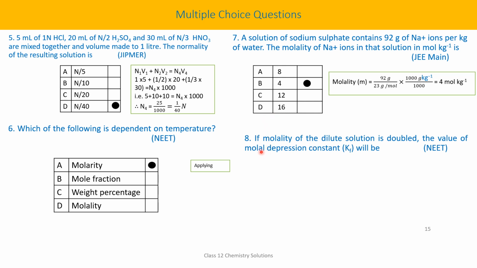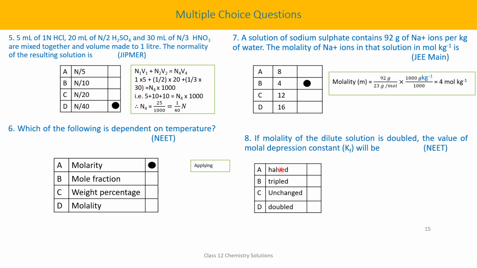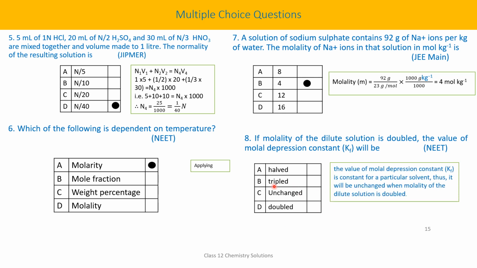Question number 8. If molality of dilute solution is doubled, the value of molal depression constant Kf will be: A halved, B tripled, C unchanged and D doubled. So analyze and mark the correct answer. The value of molal depression constant Kf is constant for a particular solvent. Thus, it will be unchanged when molality of dilute solution is doubled. So option C is the correct answer. Please mark it. Next question.